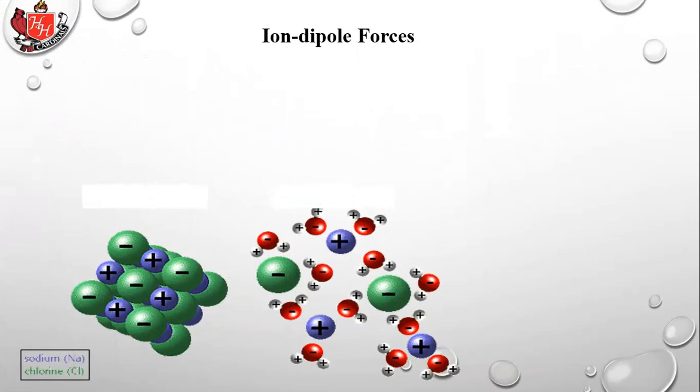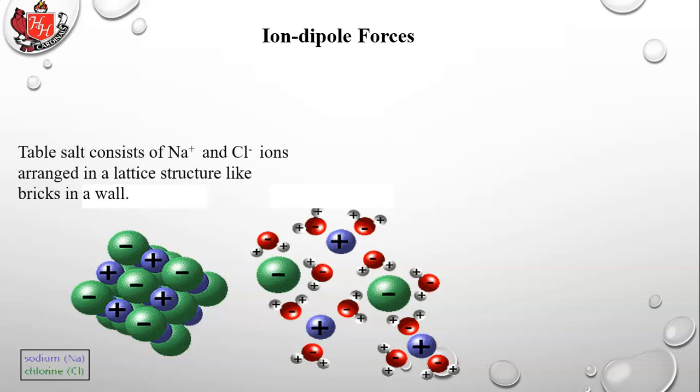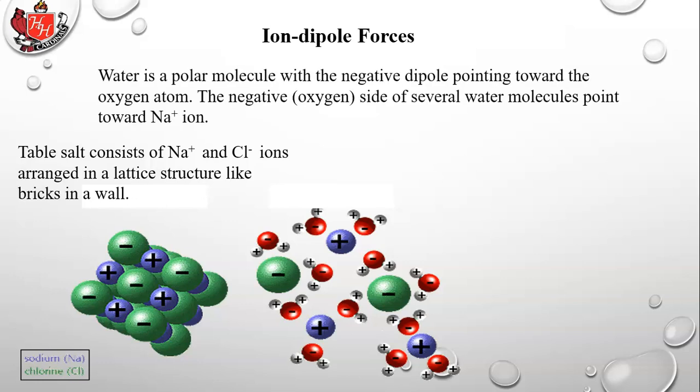Okay, now there's 4 types of intermolecular forces that we're going to talk about. And each one has a different strength to it, a different amount of Coulombic attraction between the two particles that it's acting on. So the first we're going to talk about are ion dipole forces. So table salt, which is NaCl, that's what that cube is there. Table salt consists of NaCl ions arranged in a lattice structure like bricks in a wall. So we've talked about that a number of times.